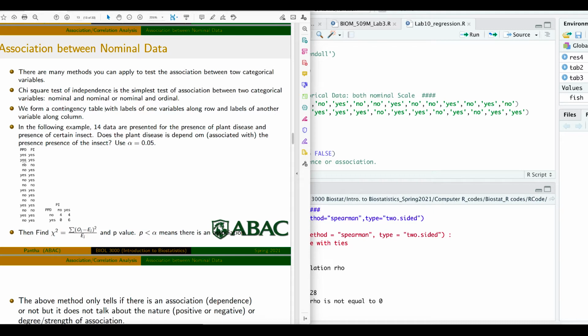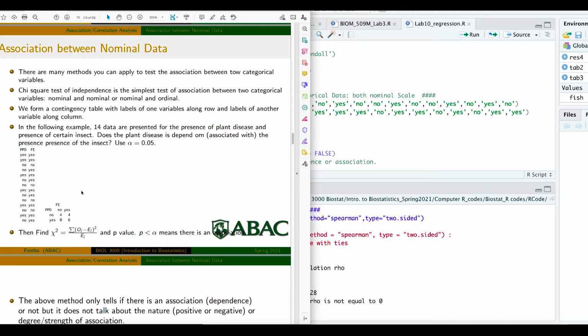Look at this. So presence of plant disease, that's the column. There are 14 plants and they are testing if there is a certain disease or not, and then if there is a certain insect present on that plant or not. The first plant has plant disease present and the insect also present. Okay, second one also has plant disease and insect both present. Third one has both no. Fourth one has no plant disease but there is an insect. Fifth one both yes. Sixth one no plant disease but there is an insect, and so on.